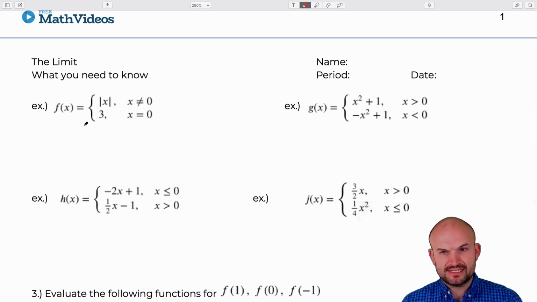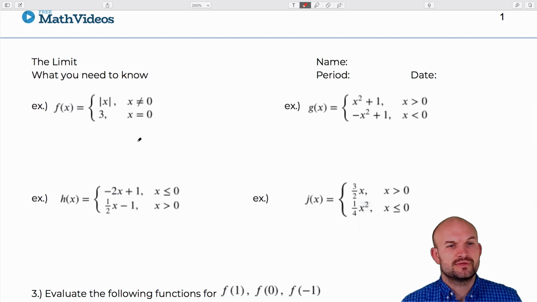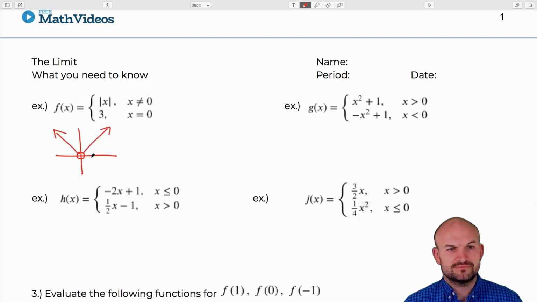Remember, a hole is basically just going to be an undefined value in the graph. An asymptote is going to be a value where the graph is actually approaching. And a jump is going to be a graph where it's kind of going from one function to the next. So in this first one, we have absolute value of x, which is going over from here to here, but it says x cannot equal 0. Well, on the absolute value function, 0 is 0, right? But then it says when x equals 0, we have 3.